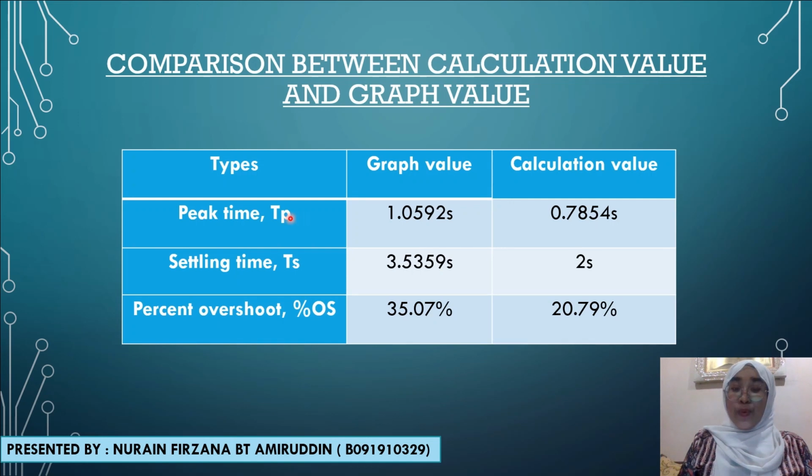From the data that we obtained for the peak time, the settling time, and the percent overshoot, there is a comparison between the calculation value and the graph value. The percent overshoot for the graph value is 35.07%, which is higher than the calculation value, 20.79%.